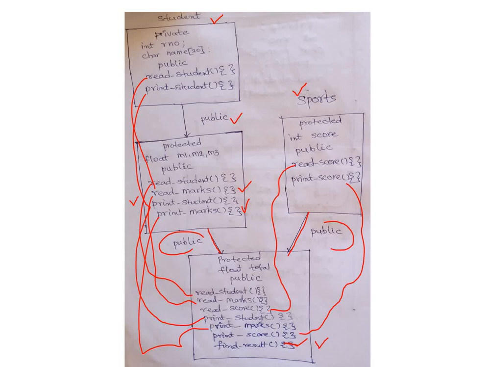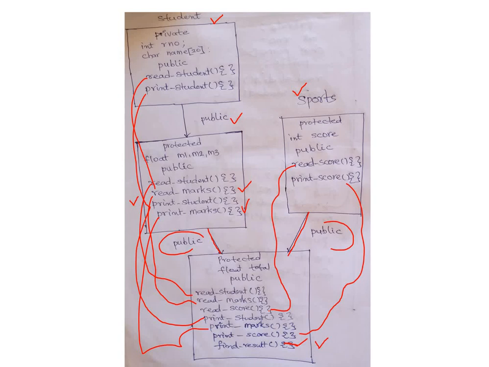read_student, read_marks, read_score, print_student, print_marks, print_score, and find_result. Totally we have 7 member functions under the public section of the result class. All these are public member functions. The public member functions of the class are directly accessible to its object.